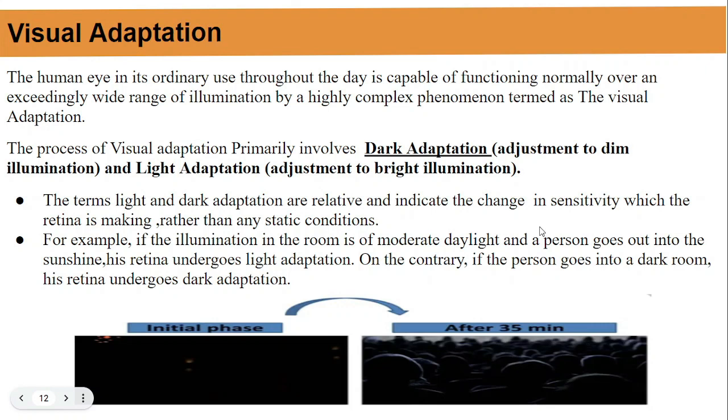This adjustment occurs in the retina, which is the light-sensitive part of the eye that contains photoreceptor cells called rods and cones. Rods are more sensitive to low light. Cones are responsible for color vision and are more sensitive to bright light.